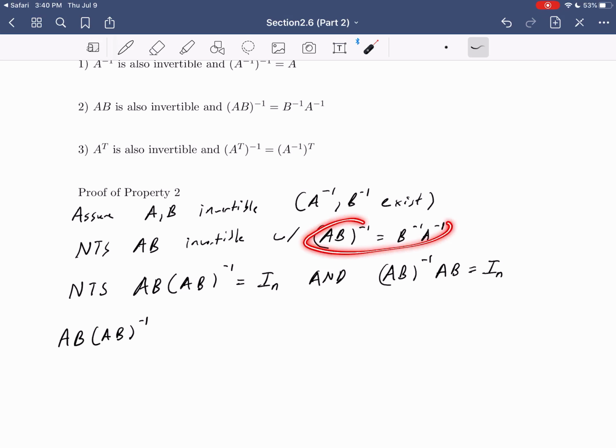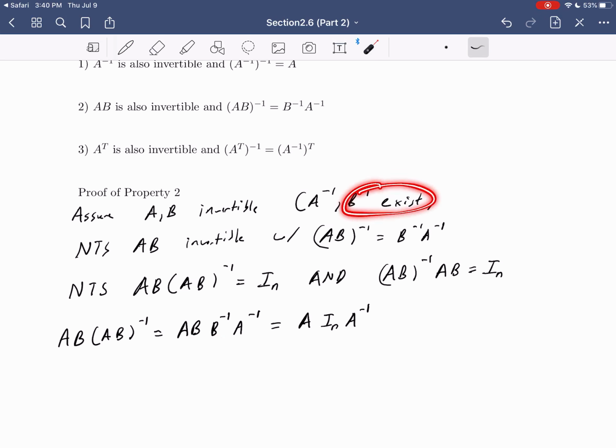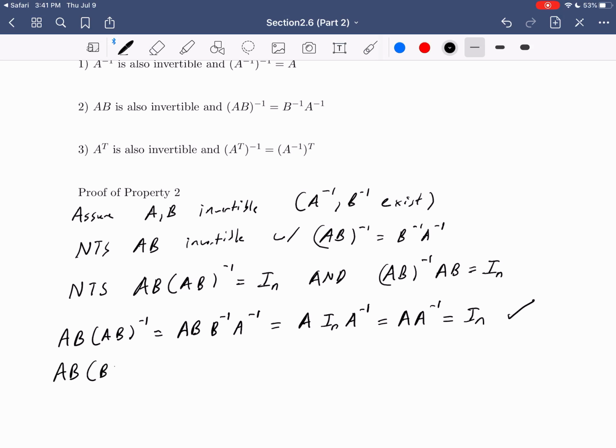According to our assumption, (AB) inverse is supposed to be equal to B inverse A inverse. So let's see. AB times B inverse A inverse. Then we can group these two together, and we should get A times A inverse. Why is that? Well, because by assumption, B inverse exists, and B is invertible, so B times its inverse has to be the identity matrix. Then A times the identity matrix is simply just A, so this is A A inverse, and that equals the identity matrix. Check.